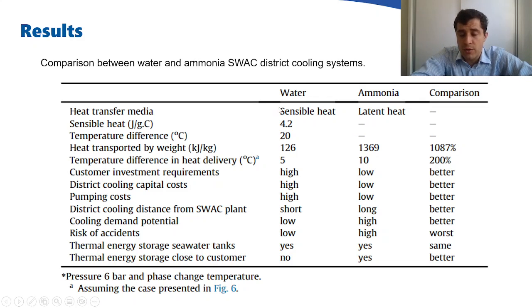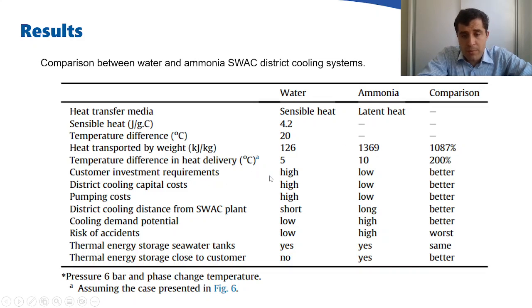Comparing fresh water, so conventional SWAC, with ammonia, the heat transported by weight is 10 times higher. So you have to pump significantly less ammonia than water. The temperature difference in sensible heat, you have 20 degrees Celsius as the maximum. Of course, you might only use 5 to 8 degrees of sensible heat of water. Ammonia, of course, you use the latent heat.